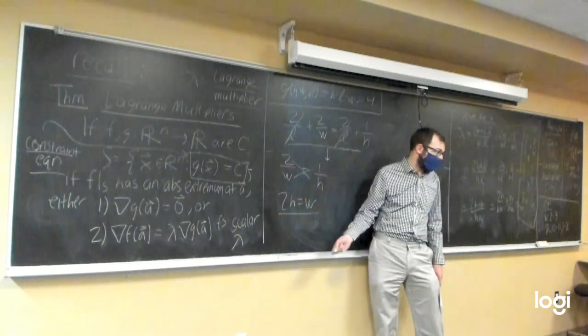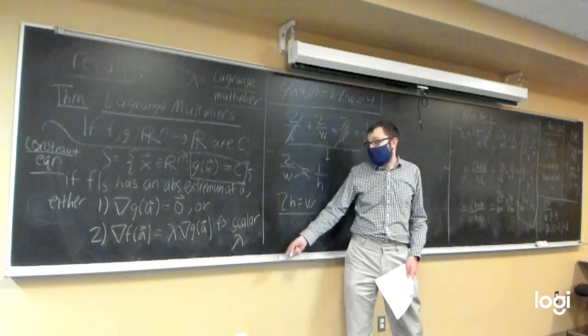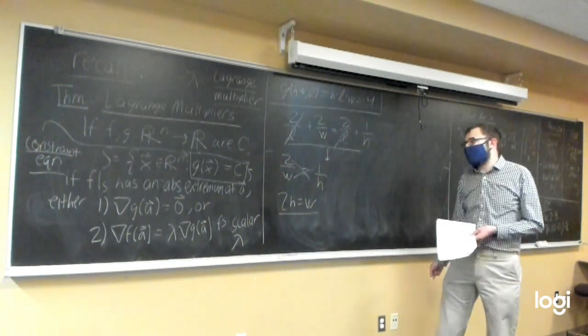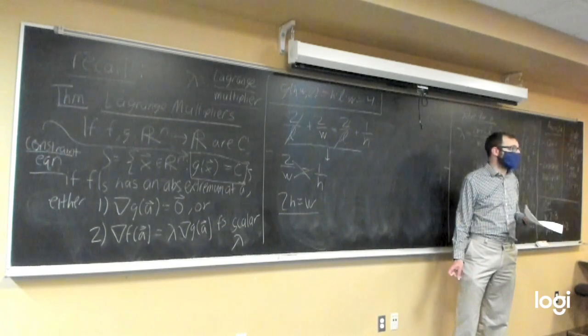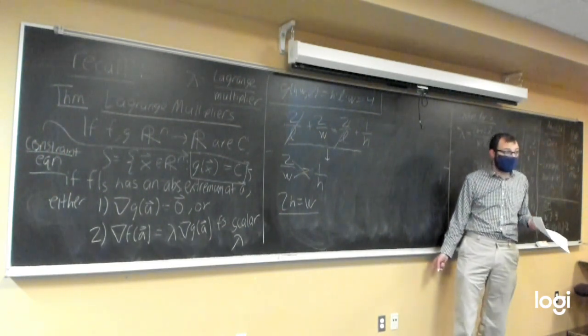So this is telling us something: if we have a critical point where the gradient of f is a scalar multiple of the gradient of g, it's going to have to be the case that 2 times the height of our box is equal to the width. That 2h is equal to w.